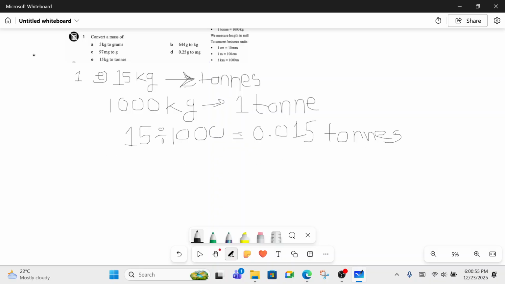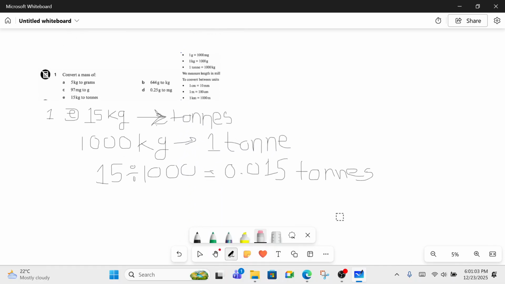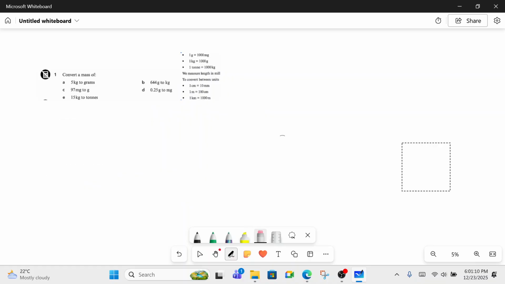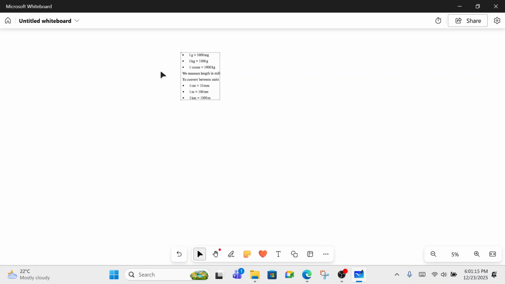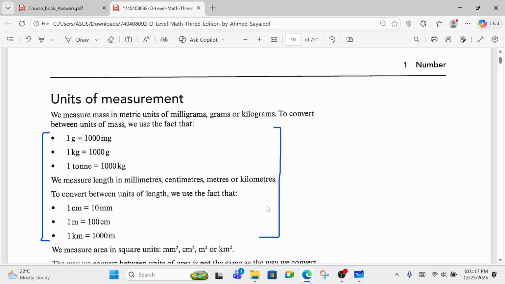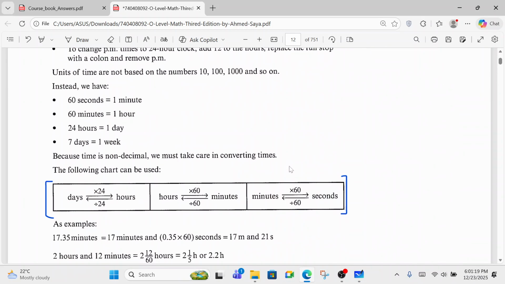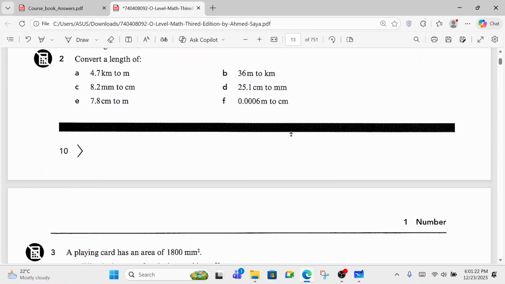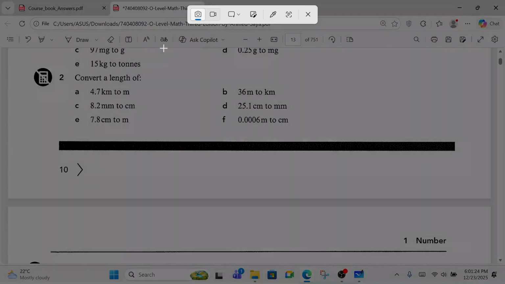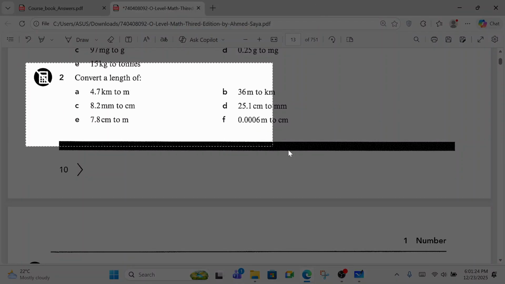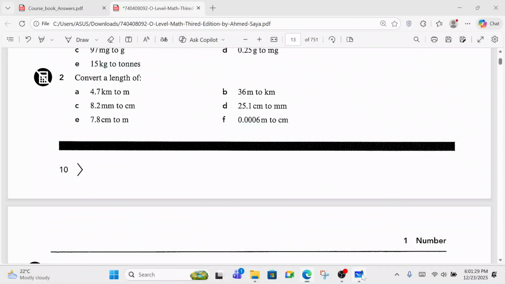Nice. Okay, so that's all we have for question number 1. Pause the video, take your time, understand the answer and the question. Now let's move on to question number 2. Again, question number 2 is non-calculator, so do not use a calculator for this question, please. It's for your own good.